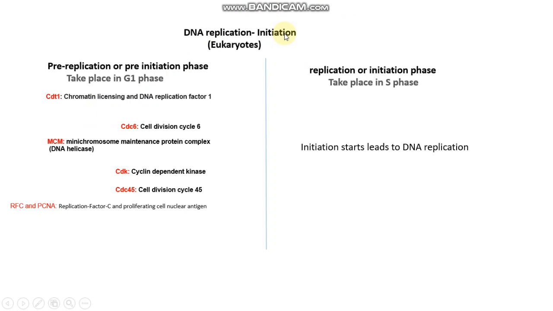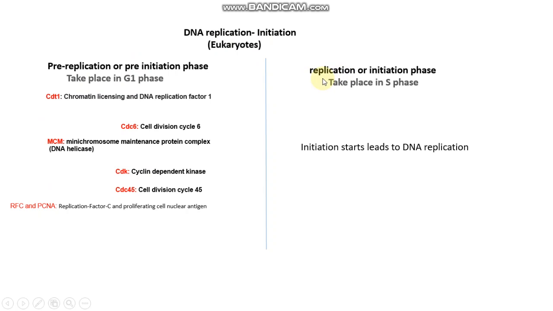So the initiation phase is divided into two different phases: the pre-replication or pre-initiation phase, and the replication or initiation phase. The pre-replication phase takes place in the G1 phase. In the G1 phase, a lot of the proteins required for the initiation are synthesized. These proteins are essential for DNA replication, which is why G1 is also known as the preparation for DNA replication.